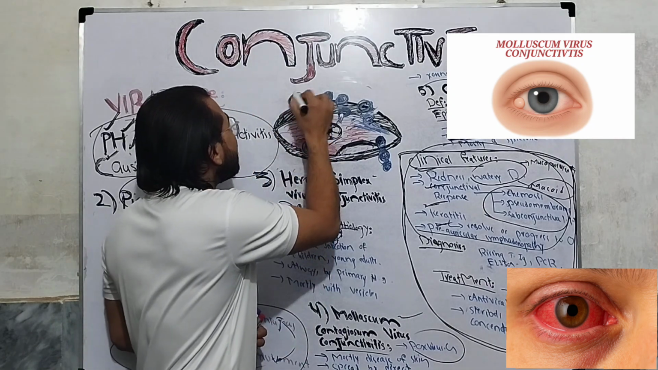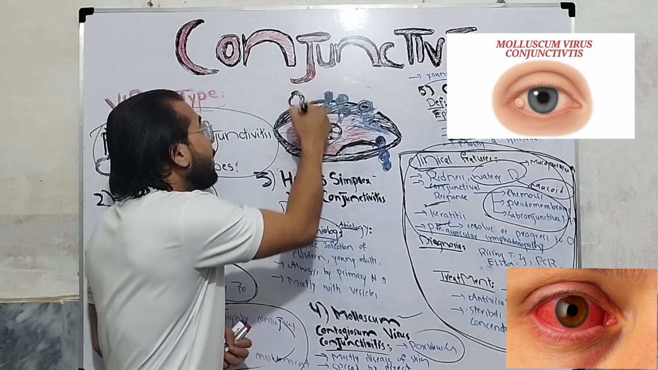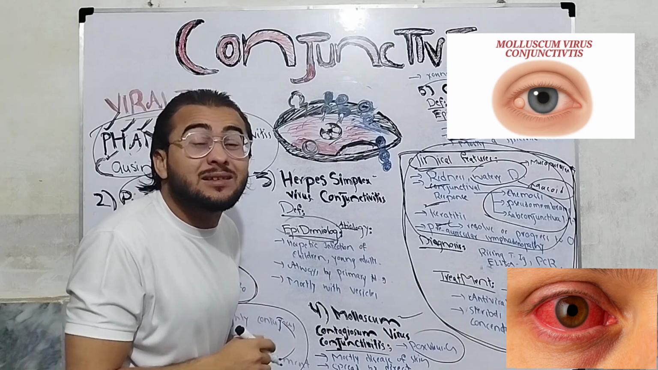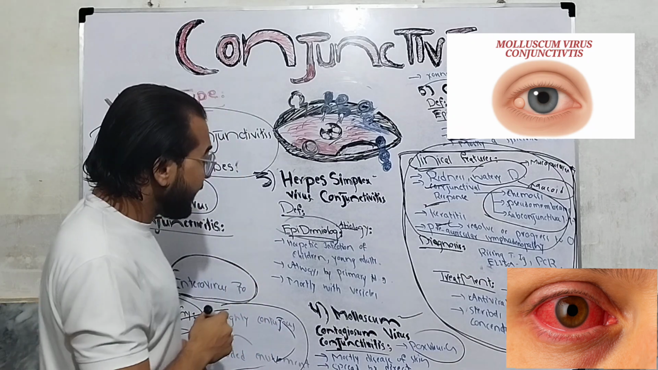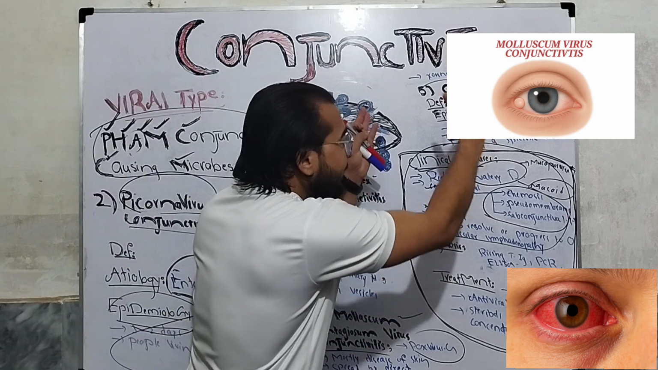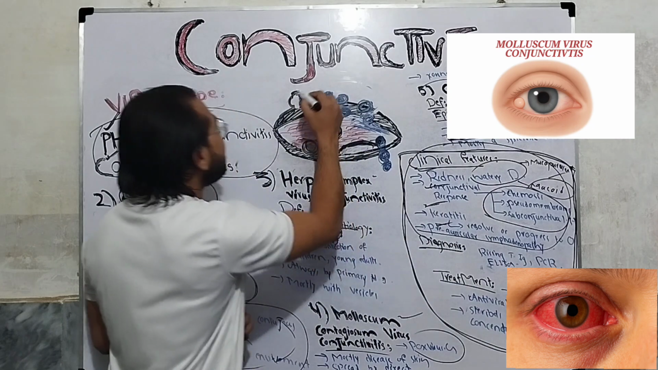And like in herpes simplex virus conjunctivitis, the virus will shed from these nodules and will cause molluscum contagiosum virus conjunctivitis. So in molluscum contagiosum virus conjunctivitis, we will have all these clinical features with mucoid discharge and these nodules.